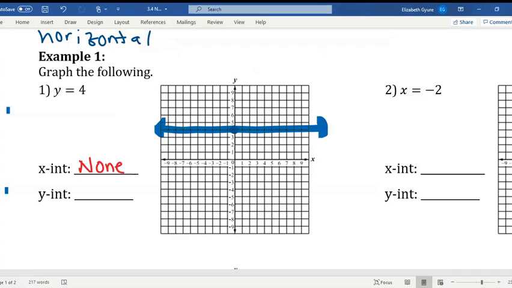The other way you can tell that is if you look at your equation, do you see an x anywhere in it? No, there is no x. There's no x anywhere. Say none. Now y-intercept though, take a look. Where does it go through y? At what number, Asia?